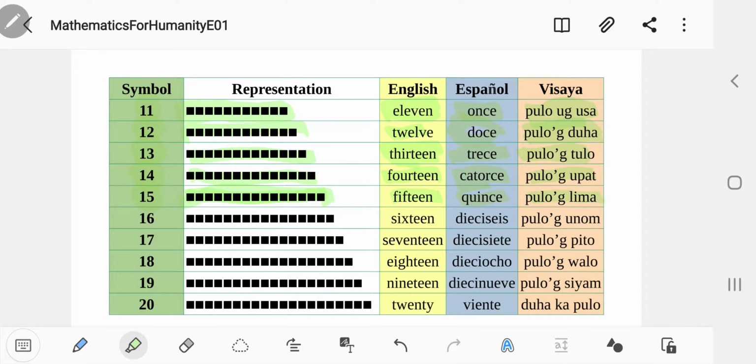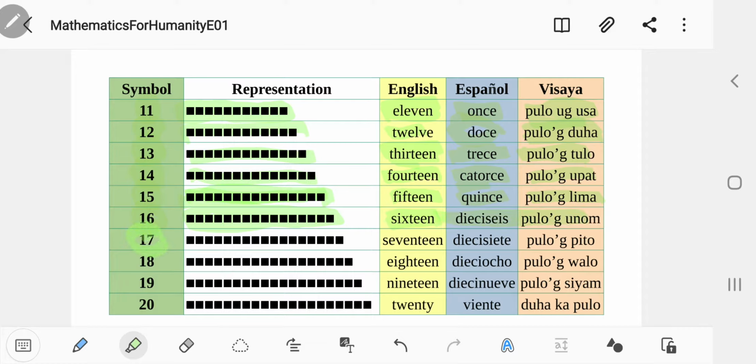Then you also have the symbol representing the number 16. And here is the figure representing the number 16, which is of course greater than the number 15. 1 black square more than 15. So you have 16 in English. In Espanol, 16. In Bisaya, 16. Okay?